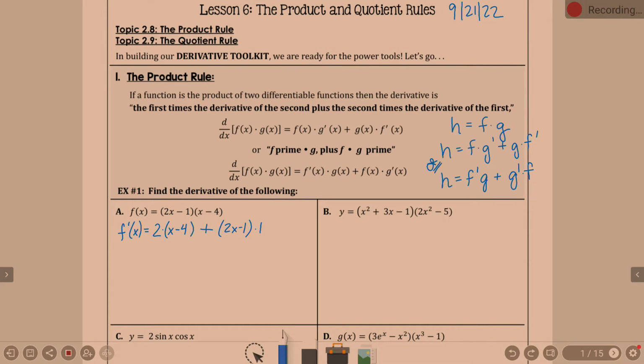That's the product rule. Now, what are you expected to do most of the time? Usually you're not just going to find the derivative and be done when we get farther into calculus. You're going to do other stuff with it. So we're going to clean it up. So if I distribute 2x minus 8, distribute the 1, 2x minus 1, clean up like terms. 4x minus 9, I believe.